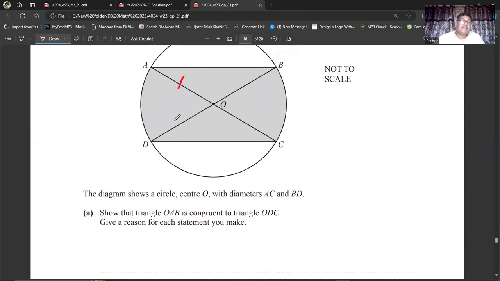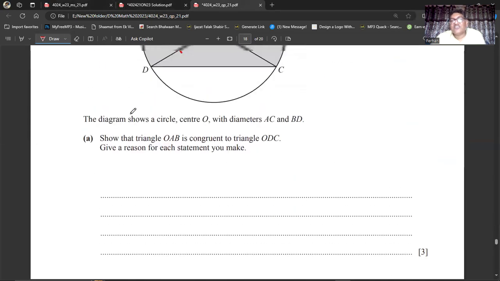This side and this side are equal because OA and OD, they both are radius. The OB and the OC, they both are equal to each other because they are the radius of the same circle. This angle AOB and this angle DOC, they are equal to each other because they are vertically opposite angles. So in these two triangles, the two sides and the included angle between those two sides are the same. So these two triangles are congruent, and the postulate by which we prove that they are congruent is side angle side. Two sides and the included angle are the same. So these two triangles are congruent to each other. So this is a 3 marks question.